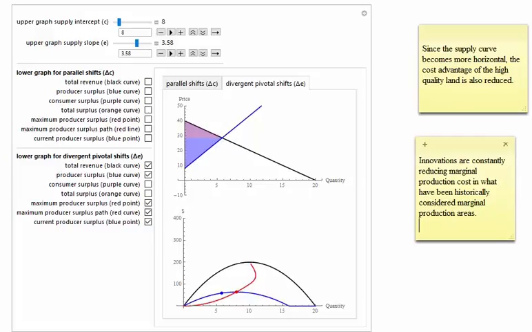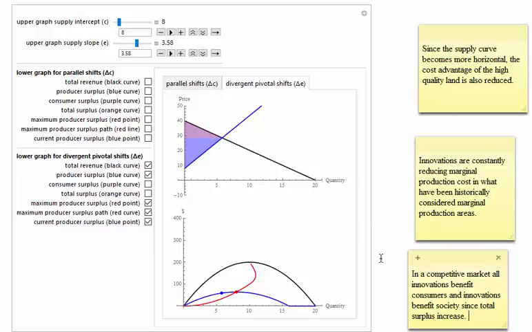Likewise, interestingly enough, in a competitive market, all innovations benefit consumers and society as a whole, since total surplus increases. But not all innovations may benefit producers. Many innovations may reduce producer surplus, but still society's better off in a competitive market.